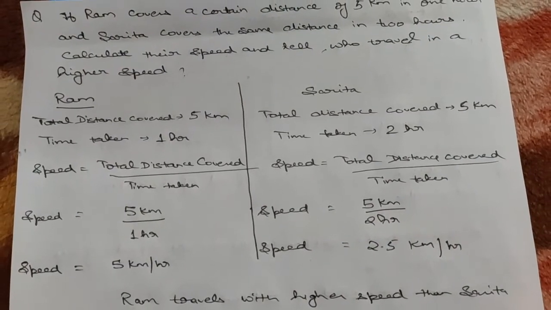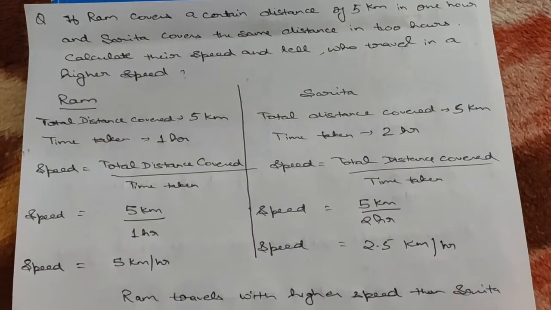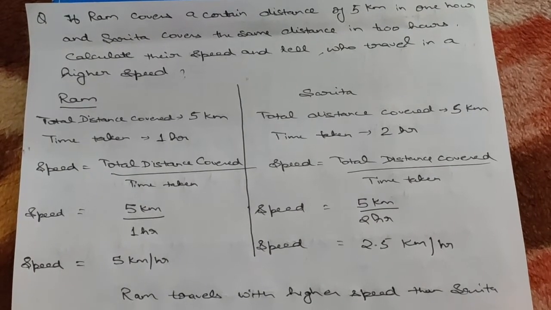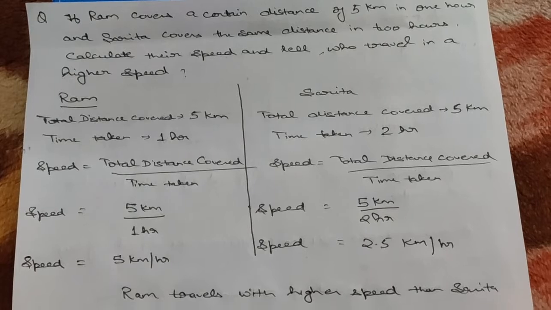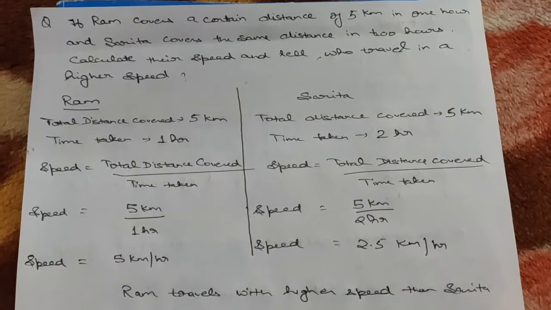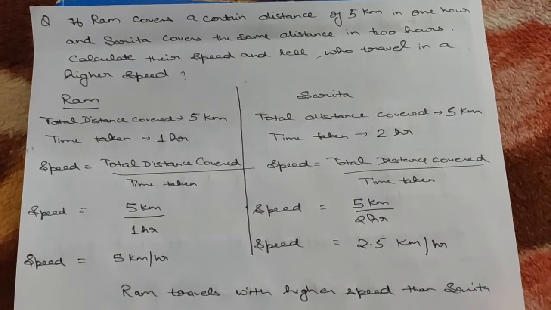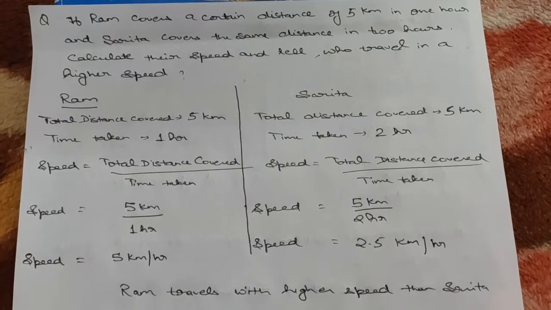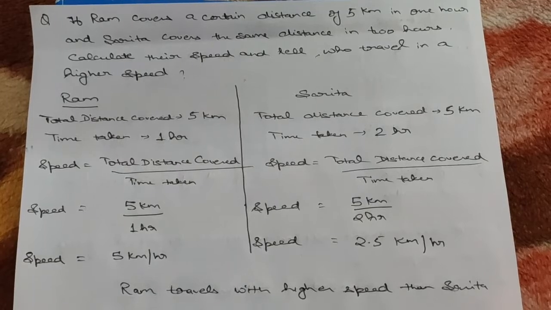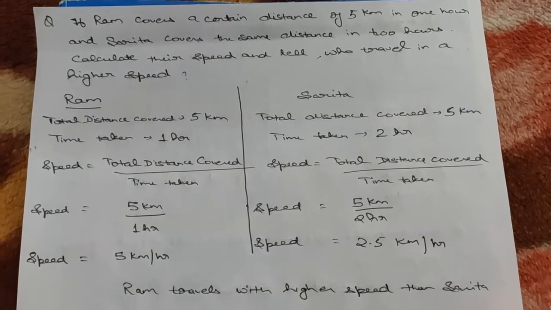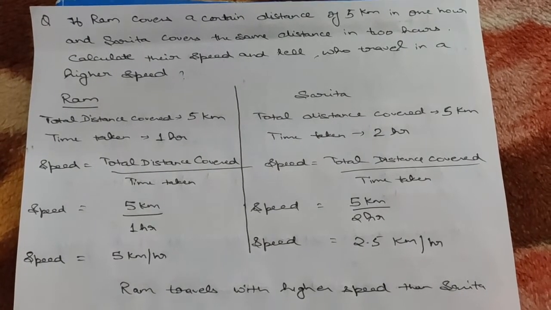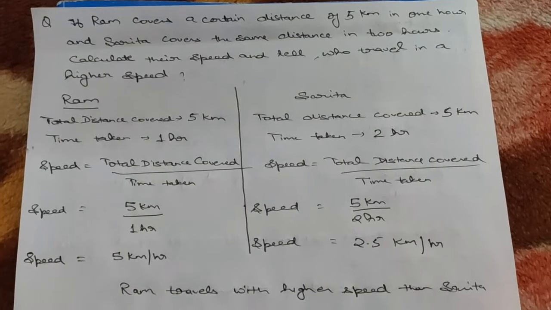So students, let's begin. Let's go through the question again. It says Ram covers a certain distance of 5 km in 1 hour and Sarita covers the same distance in 2 hours. Now what I am going to do is solve them separately for Ram and Sarita. First of all, let's focus on Ram. Total distance covered by Ram is 5 km. It is given in the question, and time taken is 1 hour. Getting it? So according to the formula of the speed, that is total distance covered divided by time taken, the speed comes out to be 5 km per hour. Again, remember the unit, kilometer per hour, because the distance is in kilometer and time is in hour.